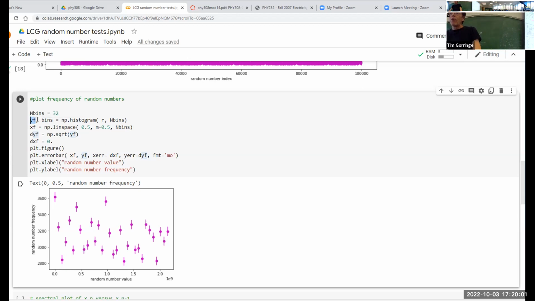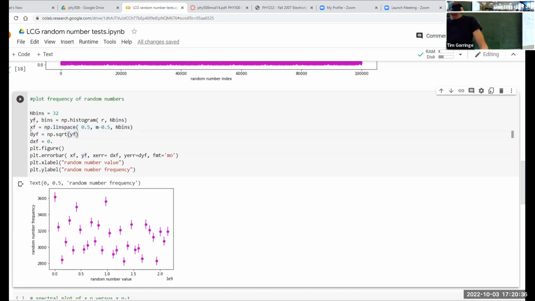I'm just going to plot YF, the contents of the bin, versus the central value of each bin. And so I made the central values XF with that function we used before, linspace. So I'm going to divide the allowed range of M into 32 bins, and I'm going to define XF as the center of each of those bins. That's that second line here.